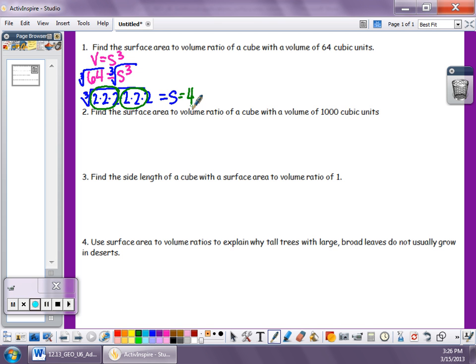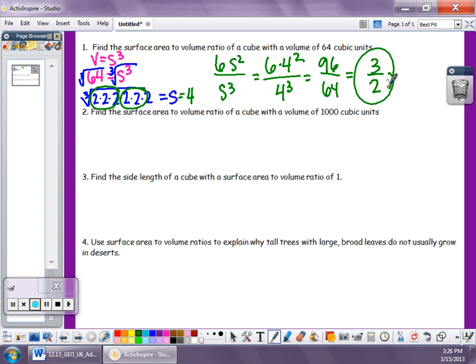Now I need to find the surface area to volume ratio. So my surface area for a cube is 6S squared, and the volume is S cubed. So from here, plug in your number of 4, that's going to the side. 4 squared is 16 times 6 is 96. And 4 cubed is 64. Reduce that, and it is 3 over 2. Next one.